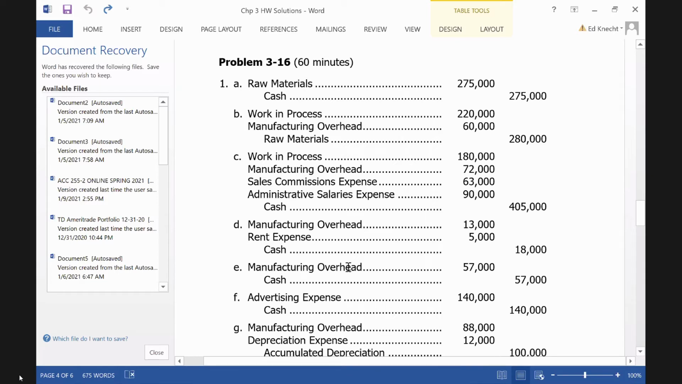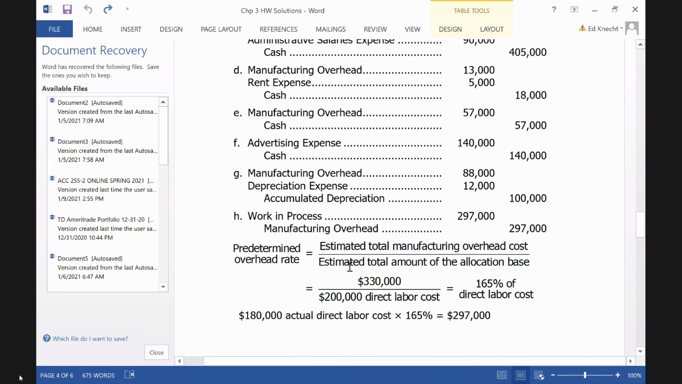Manufacturing overhead is a temporary account, a clearing account. But now the advertisement has nothing to do with the manufacturing process. That's going to be a selling cost. So it's a period cost, and we debit an expense, advertising expense.